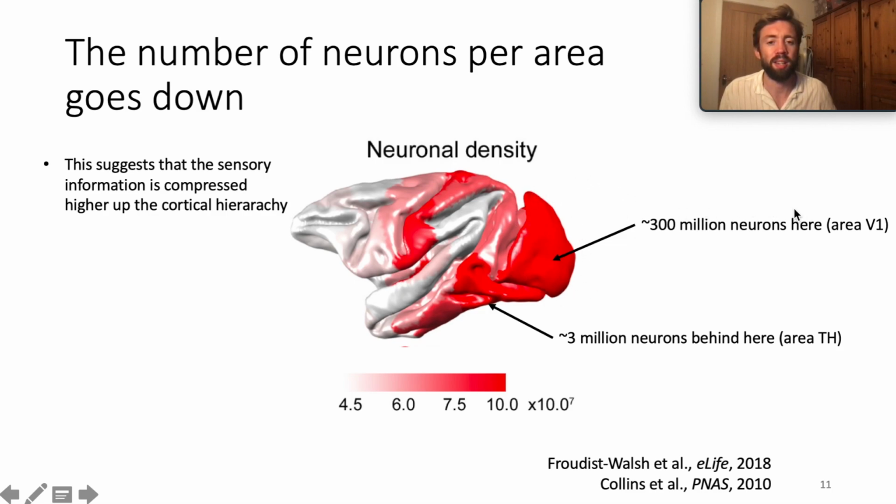So that actually, if you look in area V1, primary visual cortex, there are about 300 million neurons there in the monkey brain, whereas you take a few steps forward to area TH, which is connected very strongly to the hippocampus, there are only about 3 million neurons there. So it scales down by about a factor of 100. So this suggests that sensory information is compressed as you go from the early stages to deep into the cortical hierarchy.